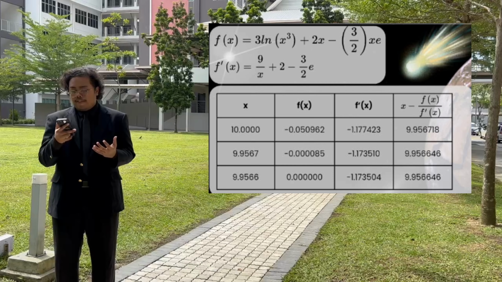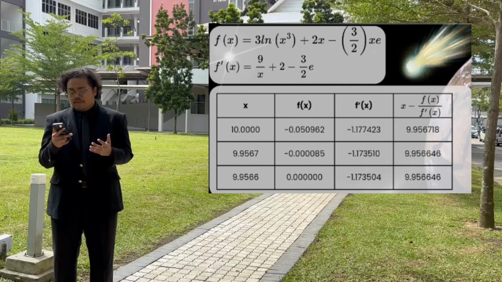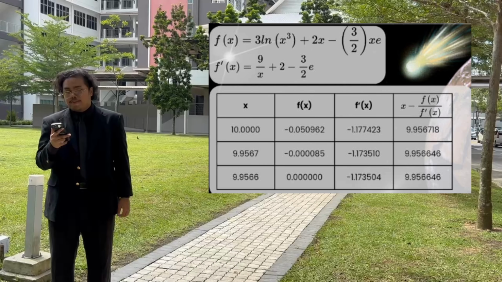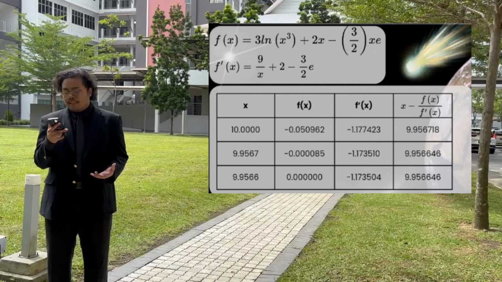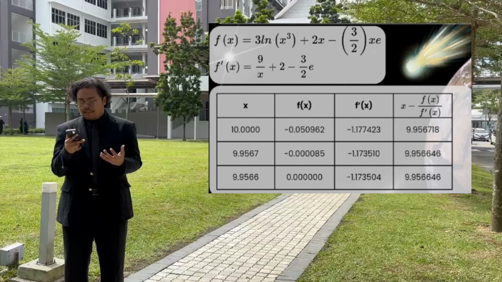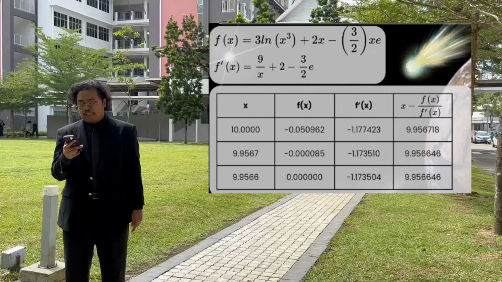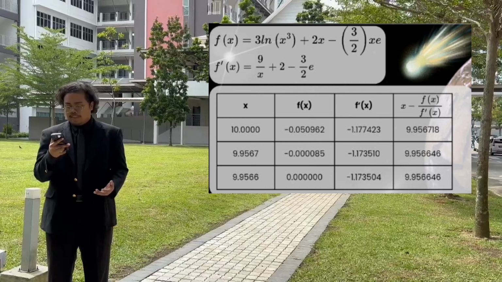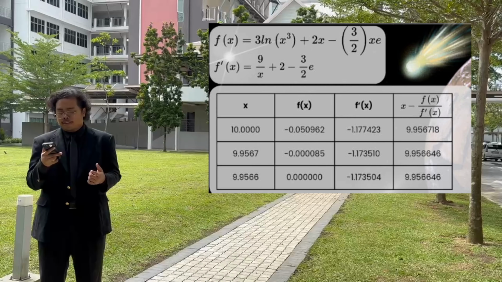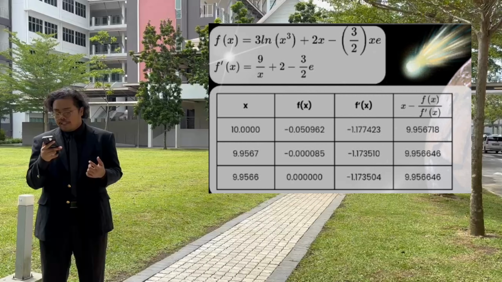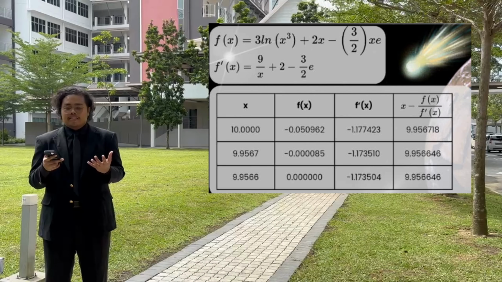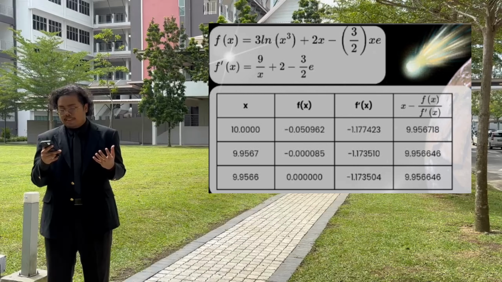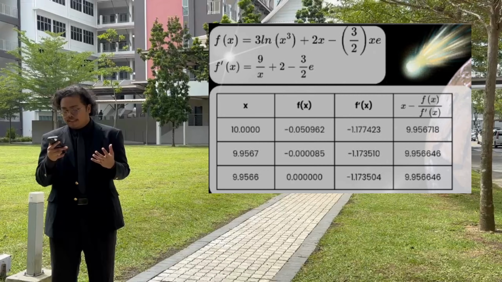At x = 10, f(x) was slightly negative, about -0.050962, and f'(x) was about -1.177423. Using the Newton-Raphson method, I calculated the next approximation of x as 9.956718. For the second iteration, f(x) became even closer to 0, which is -0.000885, and the new x value was 9.956646. In the third iteration, f(x) became exactly 0 to 6 decimal places. So we found the root, which is x = 9.956646.